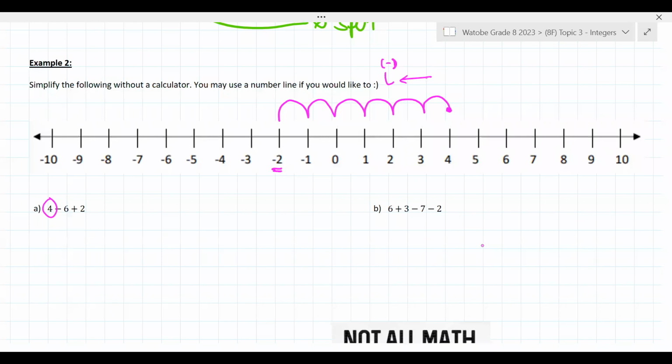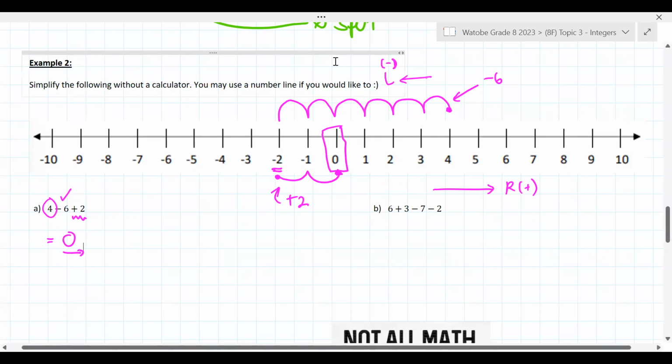I'm now sitting at -2, but that's not my final answer. I've done the subtraction of 6. I still need to do the addition of 2. So now from my position on my number line, at -2, I now need to add 2. But remember, when I add, I move to the right. So now I'm going back up my number line, 1, 2 spots. And where I stop, that is my answer. So this sort of hop here was the subtraction of 6. These hops here were the addition of 2. And once I'd done all of that, I got my final answer of 0.